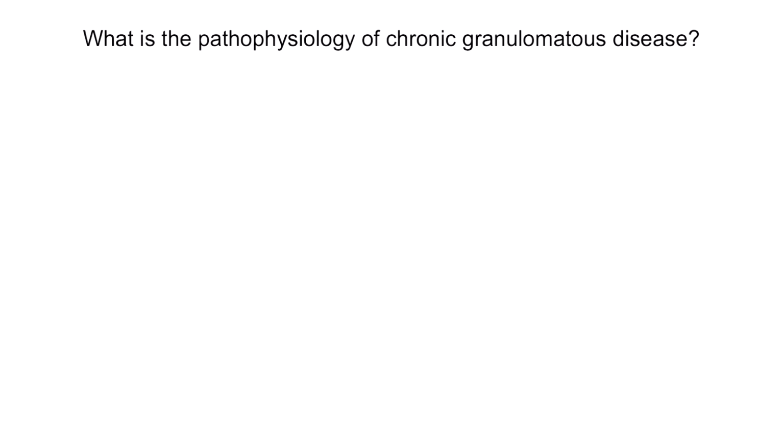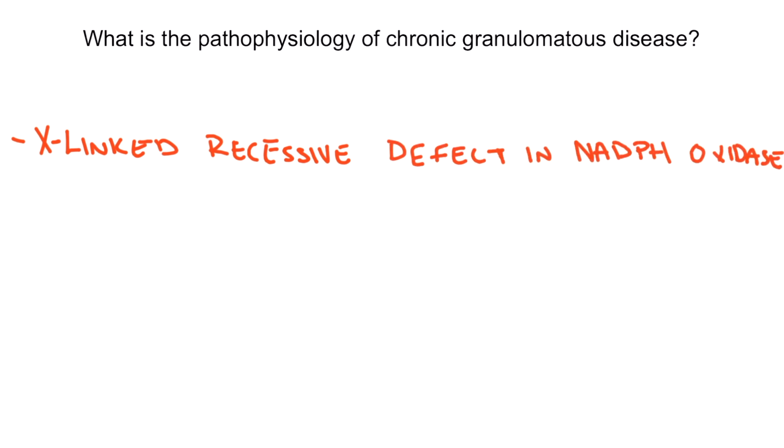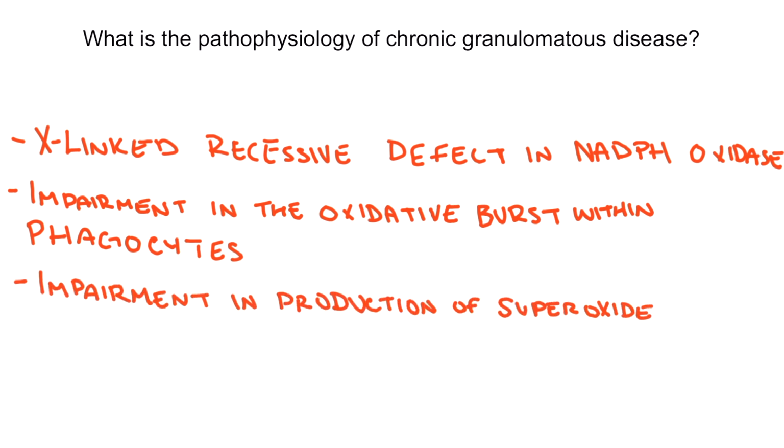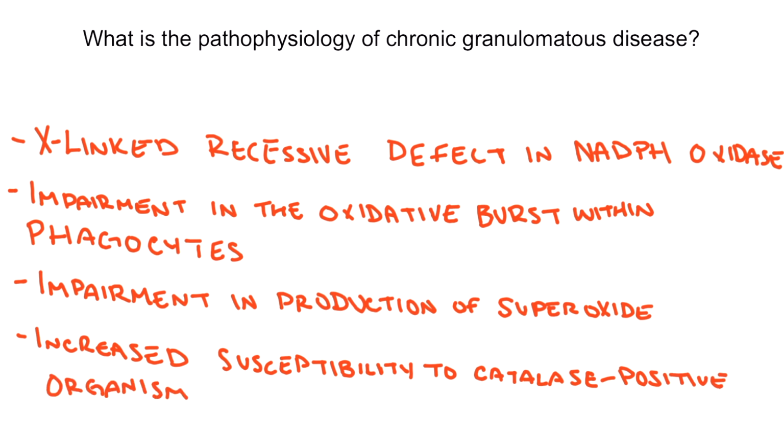First, it can be described as an X-linked recessive defect in NADPH oxidase. Second, it can be described as an impairment in the oxidative burst within phagocytes. Third, it can be described as an impairment in production of superoxide, which is just another way of saying that the oxidative burst isn't working. And fourth, it can be described as an increased susceptibility to catalase-positive organisms. Any one of these definitions or similar sounding definitions would be fair game on the boards.